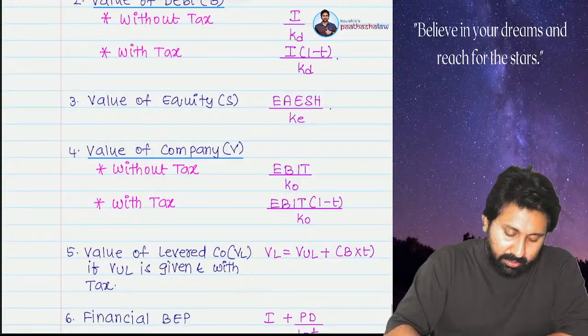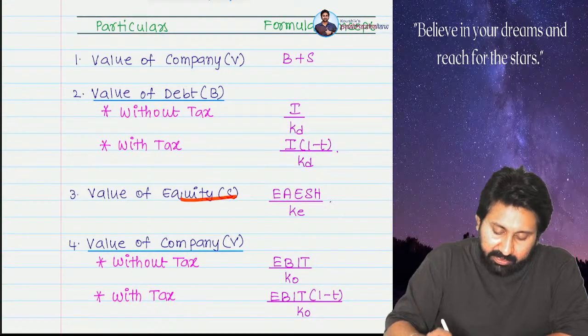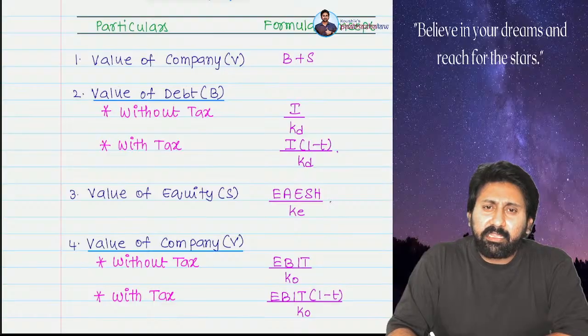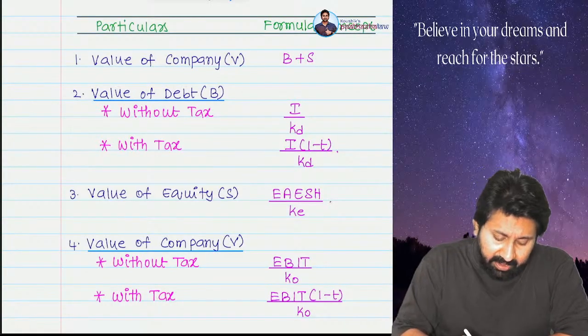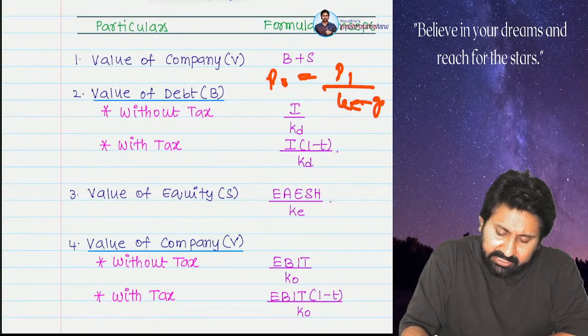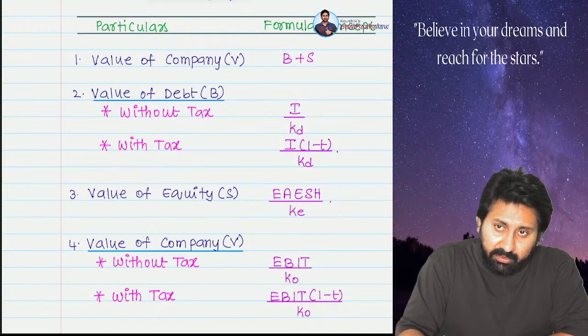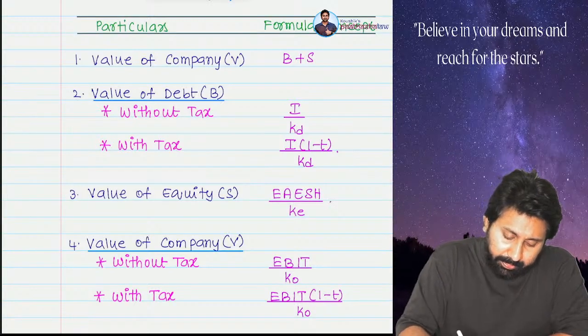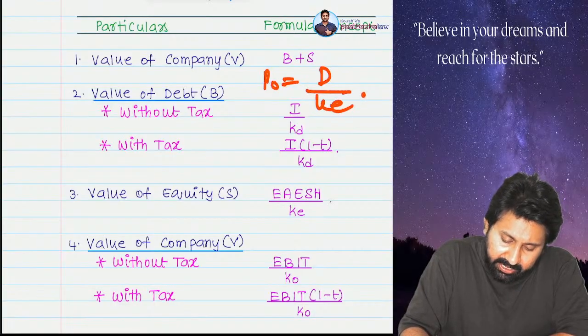Next, S means value of equity. In this chapter, growth will not be considered. Therefore, whenever I say value of equity, P0 equals D1 by KE minus G. Growth is not there means what? D0 only will be there. So P0 equals D by KE.